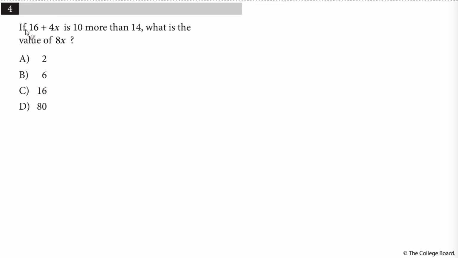All right. If 16 plus 4x is 10 more than 14, what is the value of 8x? So if I just use this, I can set up an equation. 16 plus 4x is 10 more than 14. So 14 with 10 more. And I can set that equation up and I can solve it.